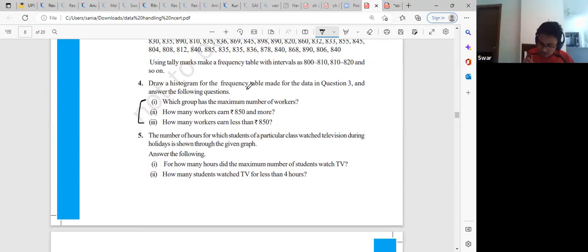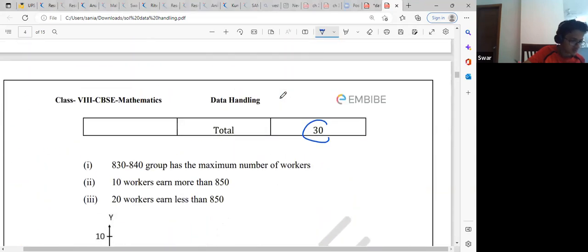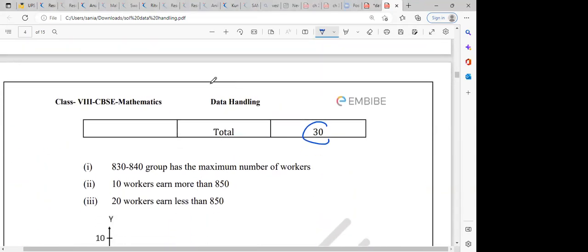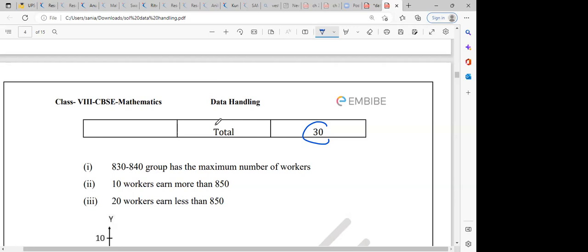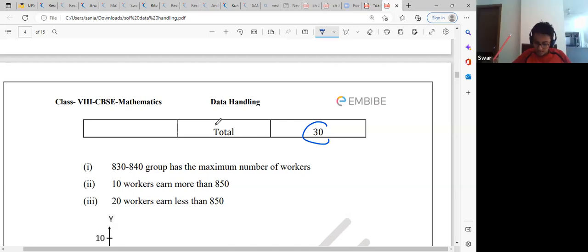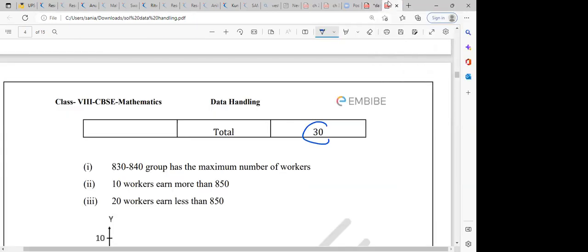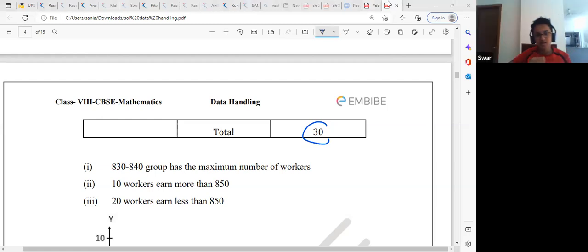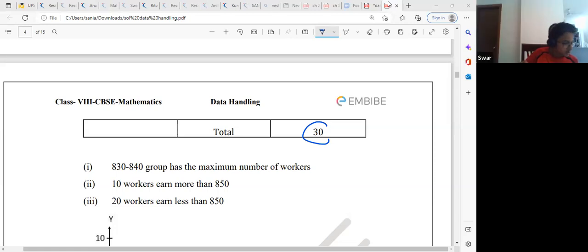Question number 4, the answer: which group has the maximum number of workers? Ma'am, it is 840 to 860. Okay, wait. Maximum. You drew it a different way, right? Yeah, I did it the other way. So it should be the same. And then less than 850, right? Ma'am, is the answer 10? Yes. Ma'am, then less than, more than 850.